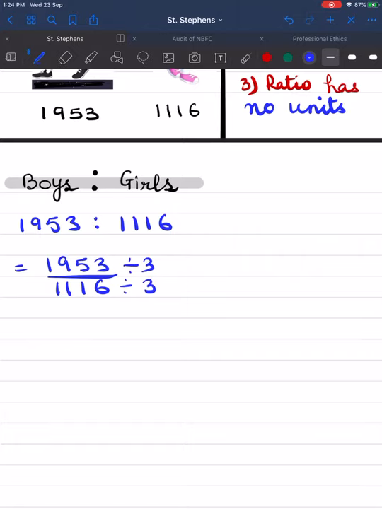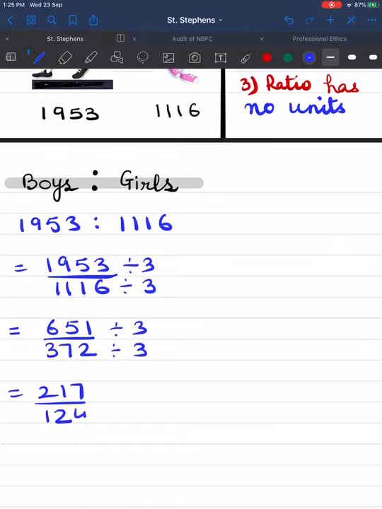Now cancelling out common factor 3 gives 651 upon 372. Again, both numbers are divisible by 3. So cancelling out common factor 3 gives 217 upon 124. Now to find out common factor between 217 and 124, we find out their HCF. So we divide 217 by 124.